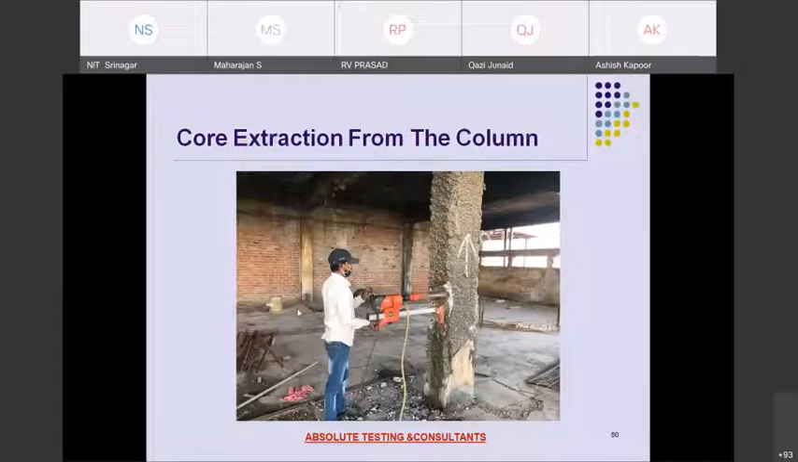This is the core extraction from the column, showing how the core is extracted. Here you can see a very different type of appearance over the column. It has this appearance because the column was covered with puff panels, and due to fire and heat, the puff sticks to the column, which gives this type of appearance.